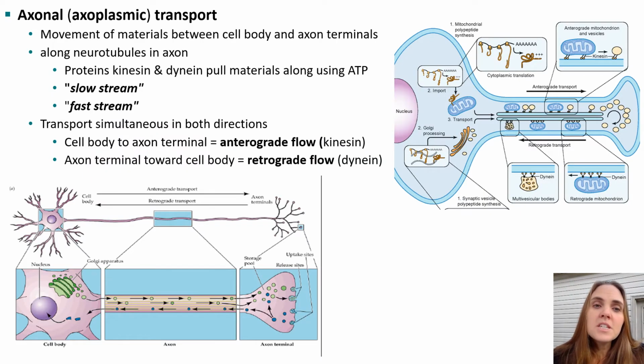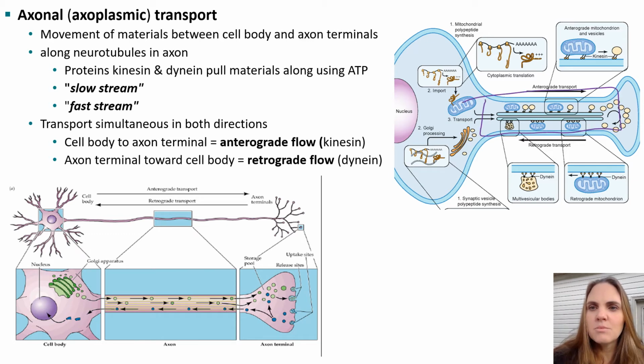We can move materials between the cell body and the axon terminals, so from one end of the axon to the other, via a process called axonal or axoplasmic transport. And these materials move along neurotubules within the axon. And we have special proteins which help move these materials along with the help of ATP coming from mitochondria. So we have proteins called kinesin and dynein that move these materials along the axon.